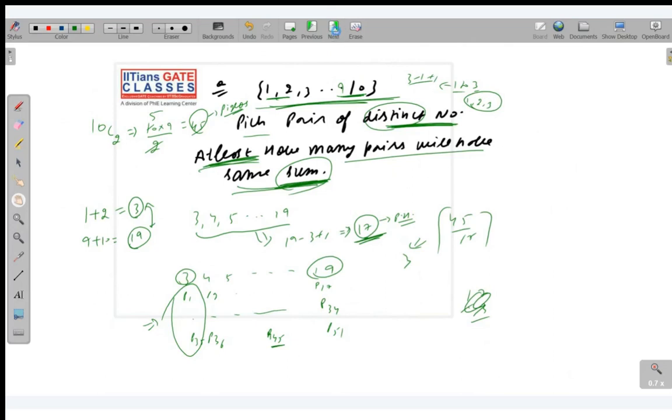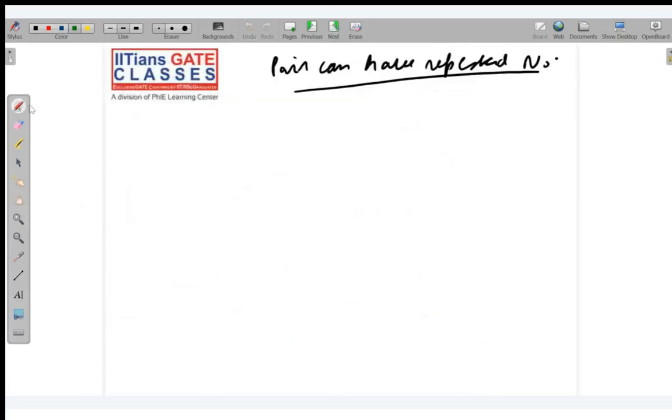Okay, so what if, in the previous question, I had just said a pair can have repeated numbers? Repetition is allowed. So now 1, 2, 3 up to 10. If repetition is allowed, then how many pairs can we take? First of all, we have to answer this question. How many pairs?